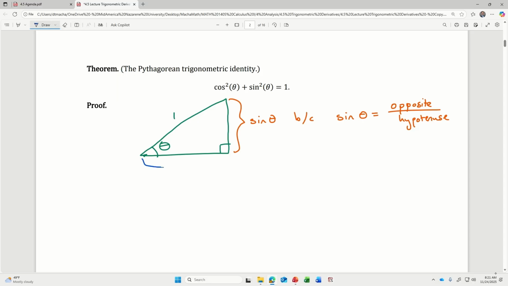And then, what's this side length? Cosine. You had a 50-50 shot, right? This is going to be cosine of theta, because the definition of cosine is adjacent side length divided by hypotenuse for a right triangle. And this time the hypotenuse is 1, so the adjacent side length is equal to the cosine of theta, and this is obviously the side that's adjacent to the angle theta.